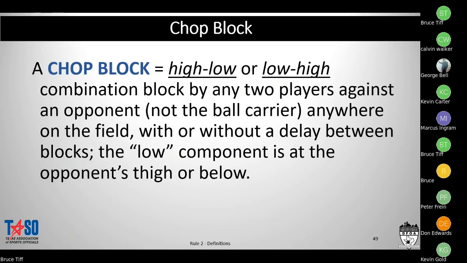This is a combination block by any 2 players against an opponent, obviously not the ball carrier, anywhere on the field, and it could be with or without delay. You might have just a very minor delay between the blocks, and we would still consider that a chop block. The low component is at the opponent's thigh or below. And this is a personal foul, 15 yards, because this is a very dangerous block.